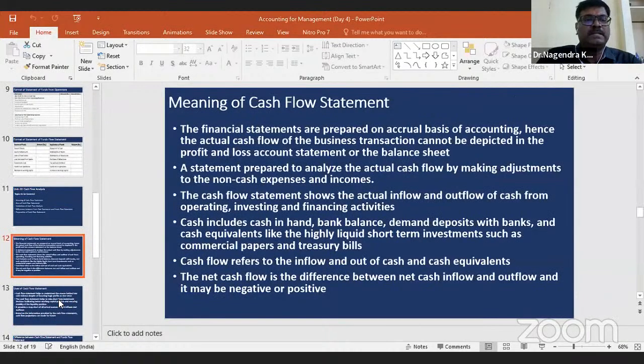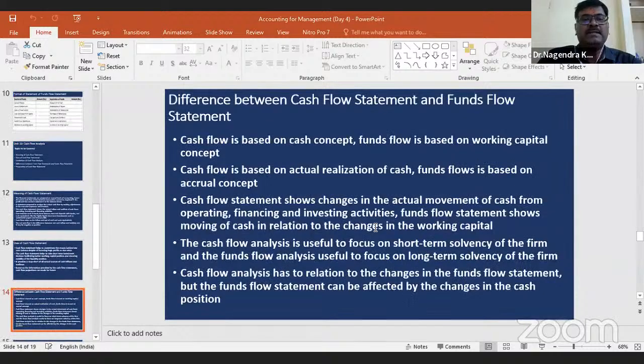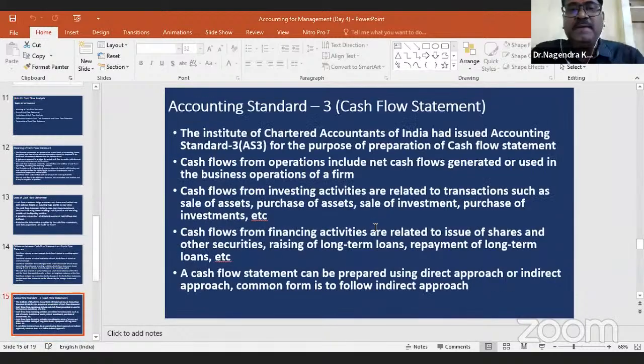So what are the guidelines? We have to follow the guidelines given under Accounting Standard 3, and we have to classify the activities as per the guidelines given in Accounting Standard 3. And then we have to prepare this format.